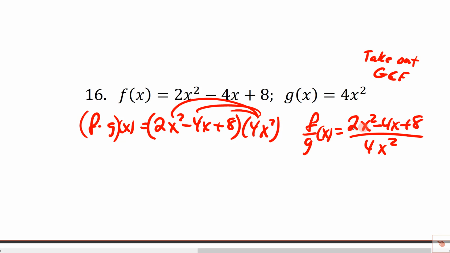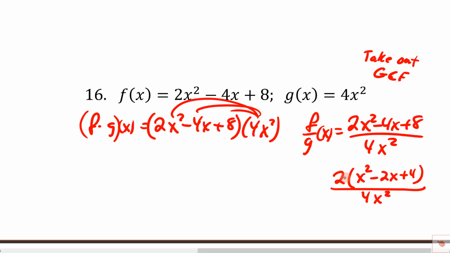What number or what variable can I take out of here? What's the biggest number that I can take out? Biggest number is 2. And can we take out any variables? We can't take out any variables because that one doesn't have an x on it. So if I take out a 2, I'm left with x squared, minus 2x, and then plus 4. And then the denominator is still this 4x squared.